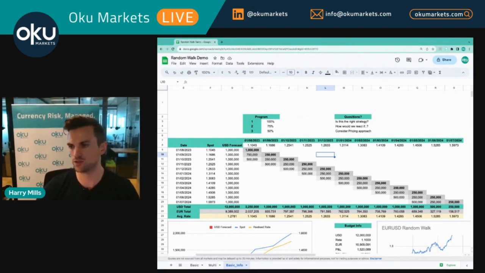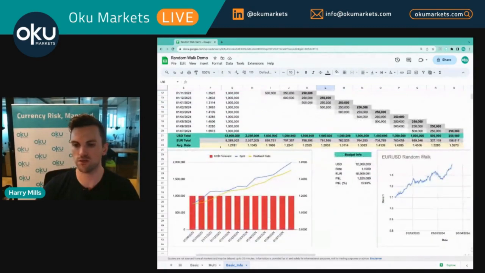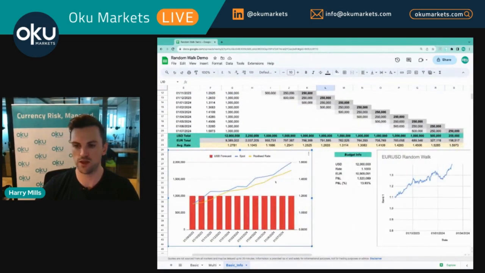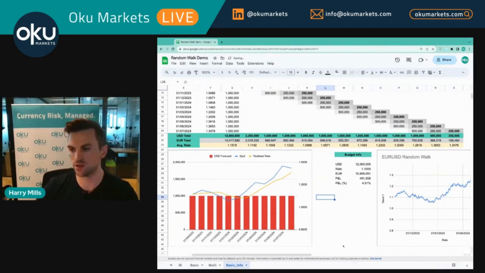So if I scroll down the sheet, we can see on this chart there's our US dollar forecast in red, and we've got the blue of the spot line. This is what the spot rate's done, according to the chart over here. And then we've got the yellow of our realized exchange rate. So what would we have actually achieved by taking this approach? And we can rerun the numbers. So we can see in this instance, it looks like the market's moving higher.